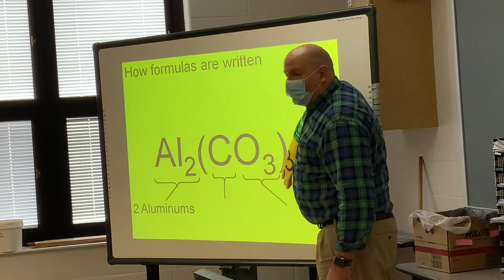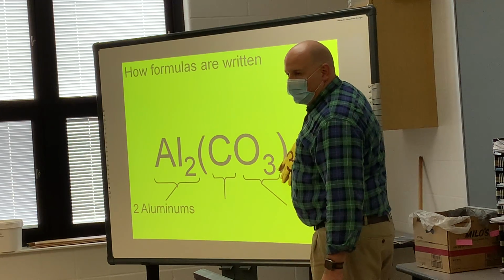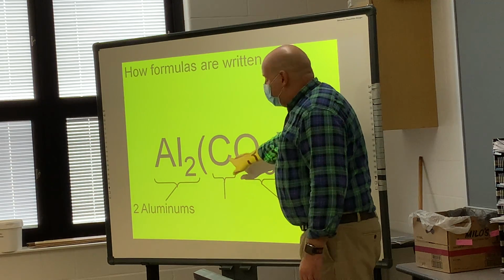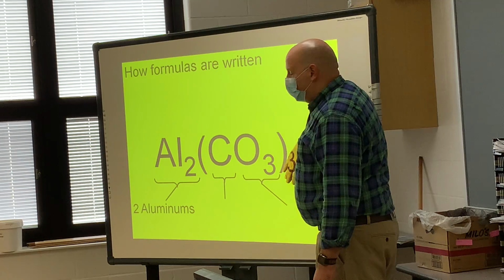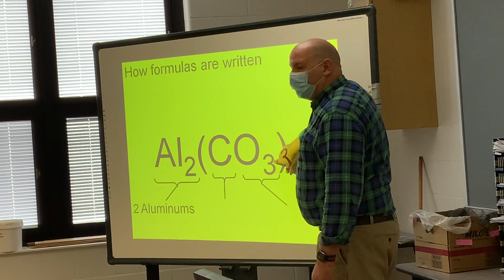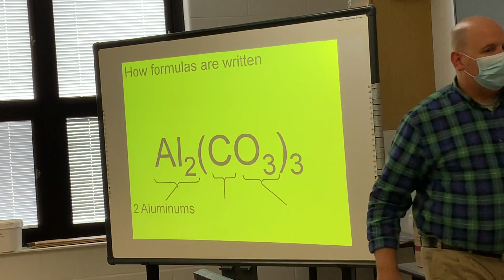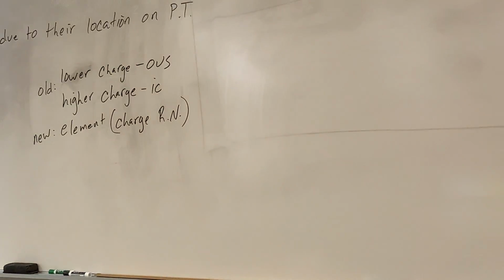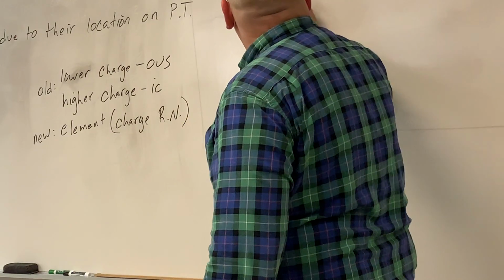This next part is very similar to your math class. If I didn't have this 3 down here, pretend I can cover it up, how many carbons would there be? Without this 3 here, I would have 1 carbon. And how many oxygens would I have? Three. But with the 3 up here, it's just like in your math class: 6 oxygens, 3 carbons. It's the same thing as distributing properly.